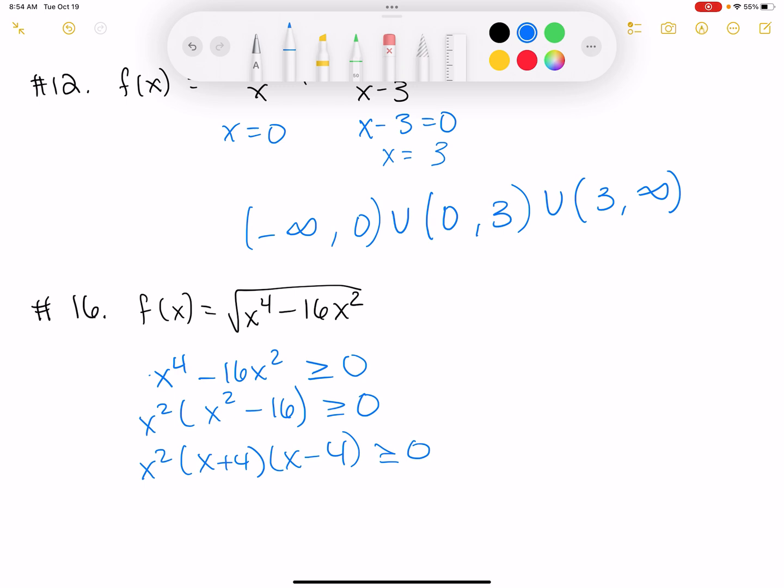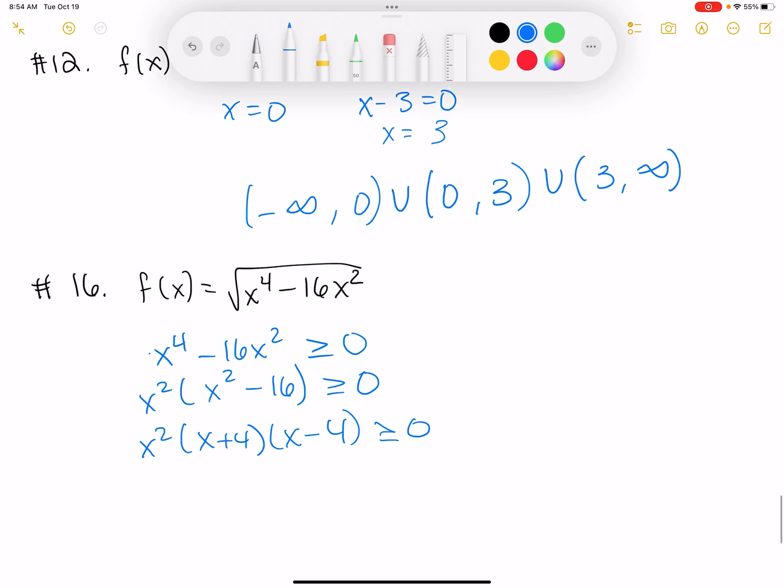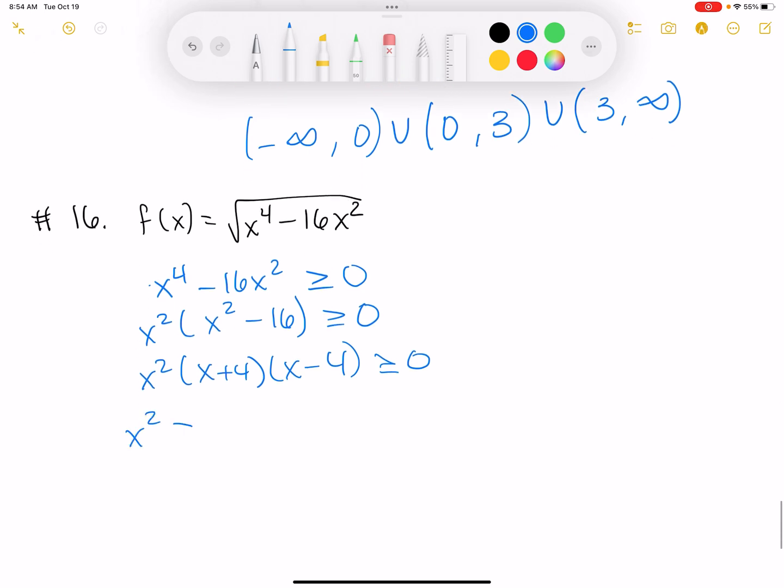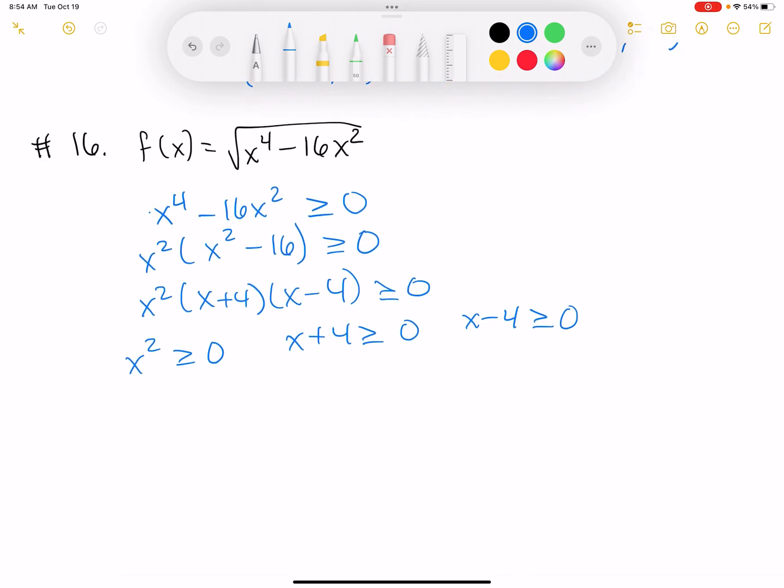Now what do I need to do? Put them all greater than or equal to 0. Okay, I'm going to split them now. So x squared has to be greater than or equal to 0. x plus 4 is greater than or equal to 0. x minus 4 is greater than or equal to 0. So if you took the square root of 0, it's 0, so x is greater than or equal to 0. And then the next one is, depending on which one you have next, it would be minus and minus. And then the other one's plus and minus.